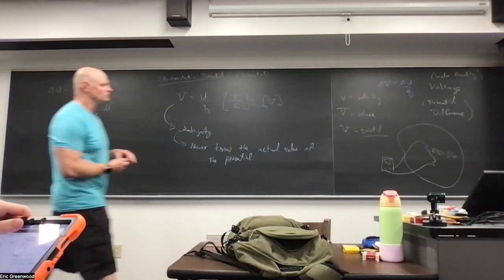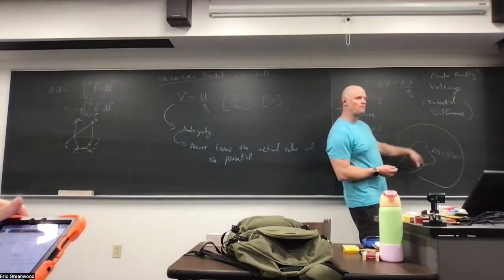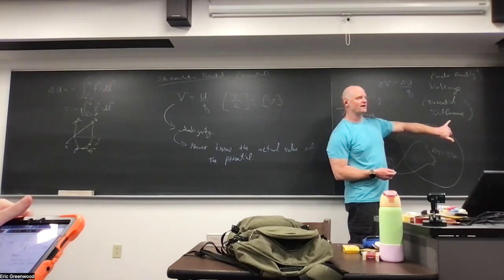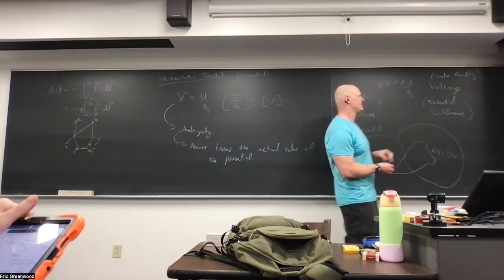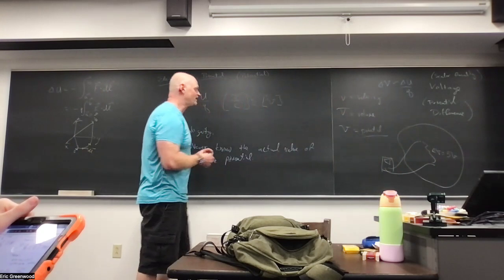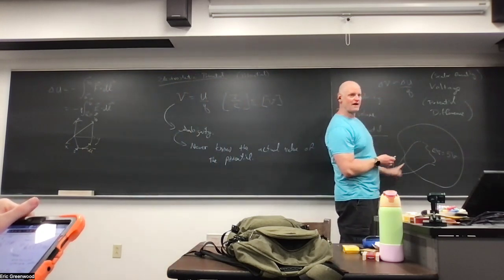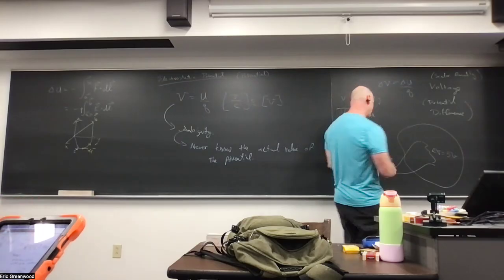And it doesn't matter where those 2 points are, because it doesn't matter how I get from point A to point B. All that matters is that these guys are separated by some distance. That's it, right? So this thing is useful because, again, it's a scalar quantity, which means there's no direction. It's easy to measure because all I need is a voltmeter.